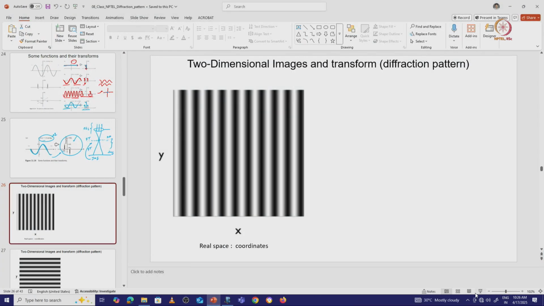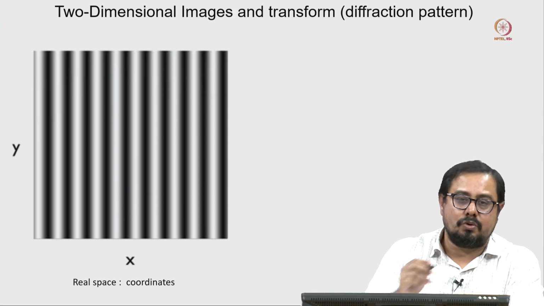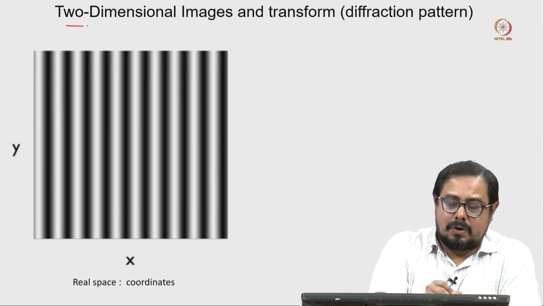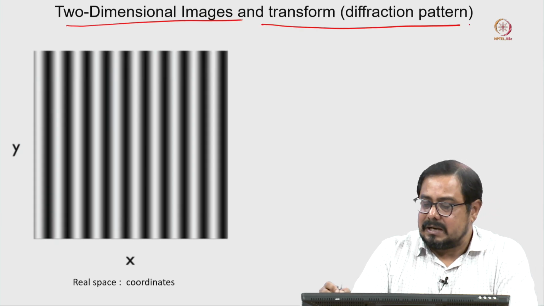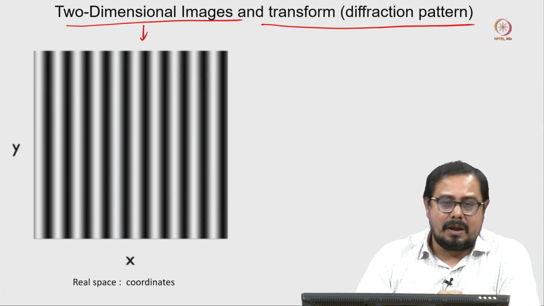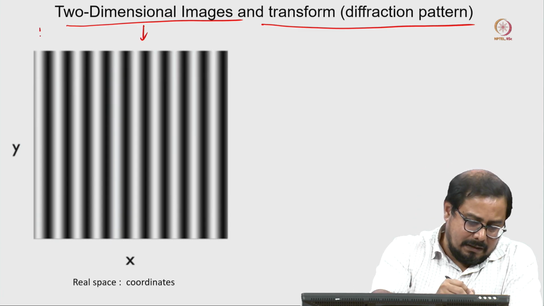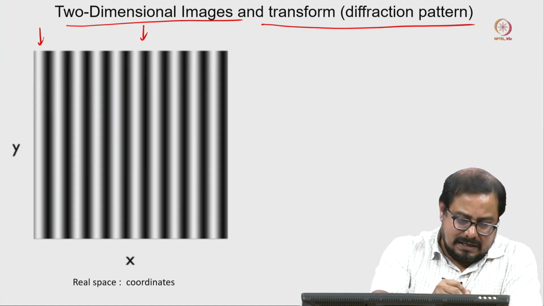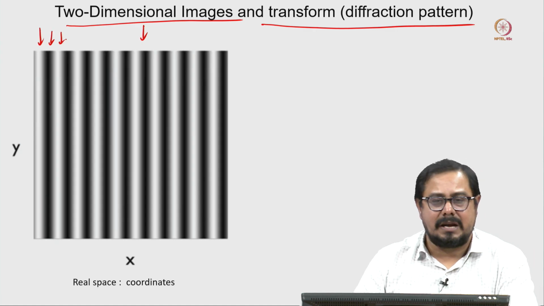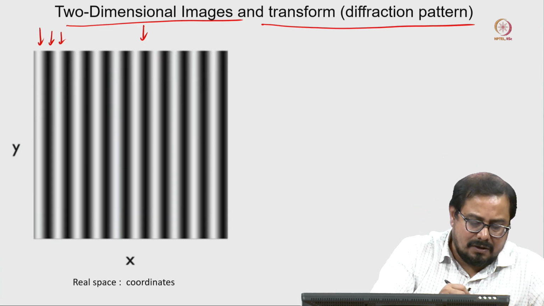Okay. So, now come back here. Here I am showing you a 2-dimensional image, and its transform, the diffraction pattern you can say. What do you have here? We have a very bright spot and then some black spot, and then again there is a bright spot. And if I want to represent these things, how can I represent them?